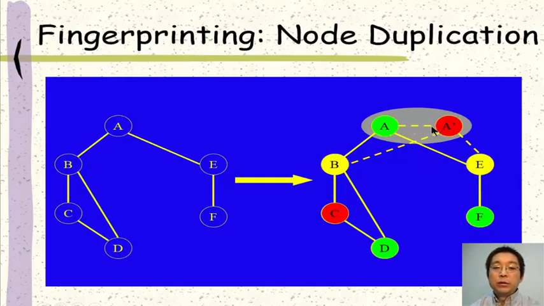And also, these two colors, green and red, can be used to color A in the original graph, either one of them, either green or red. This is because both nodes are connected to the same set of neighbors. So what we see here is by duplicating node A, we can get two different solutions. If we duplicate k nodes, we can easily create 2 to the power k distinct solutions from one solution.